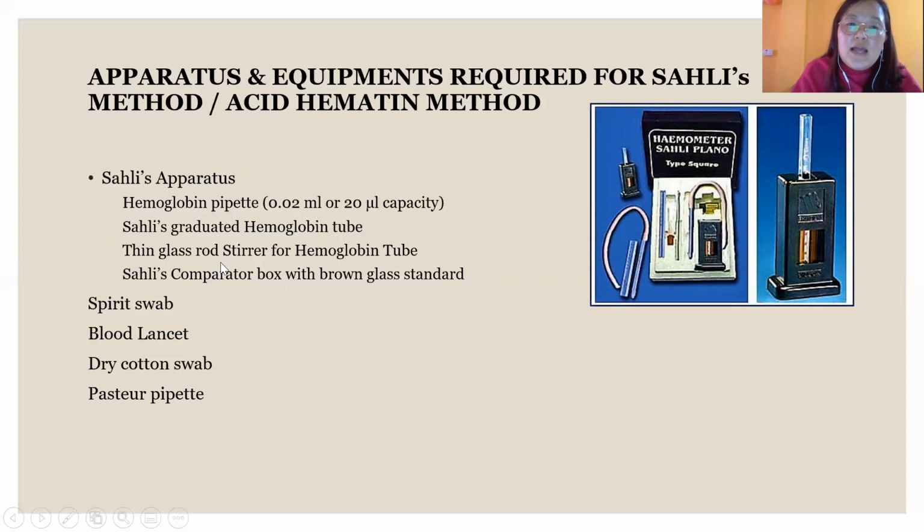Then we have a thin glass rod to stir and mix. Then we have Sahli's comparator box with brown glass standard. As I told you in the principle, when acid is mixed with blood containing RBC, the RBC converts into acid hematin, which is brown in color. That brown color is compared with the comparator given in the hemometer. Besides that we need a spirit swab, blood lancet, dry cotton swab, and pasteur pipette.